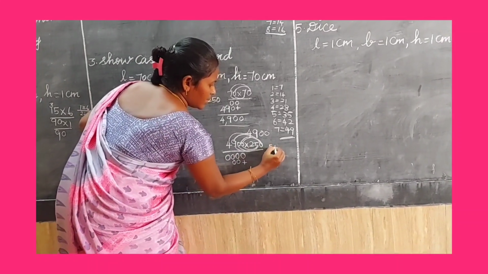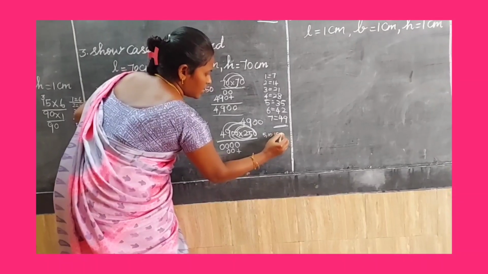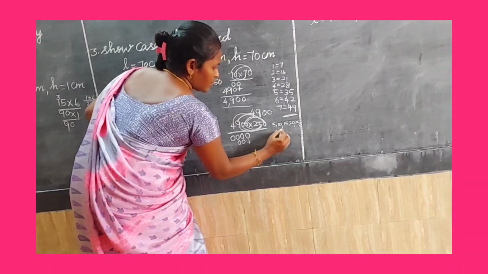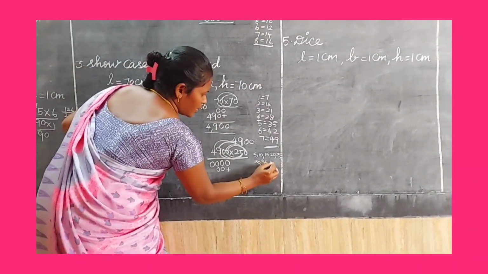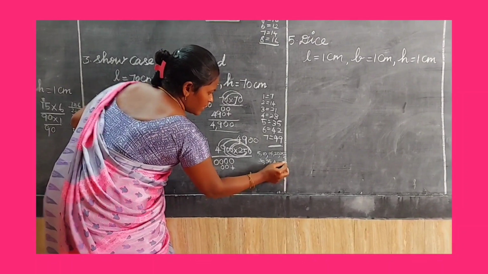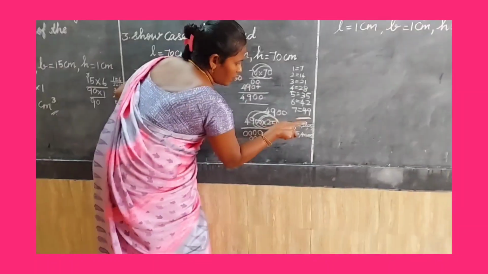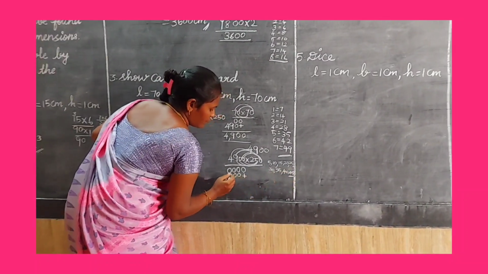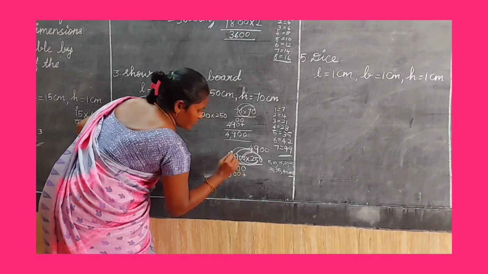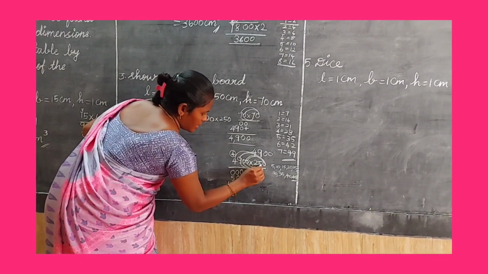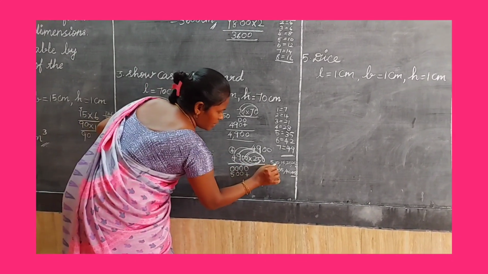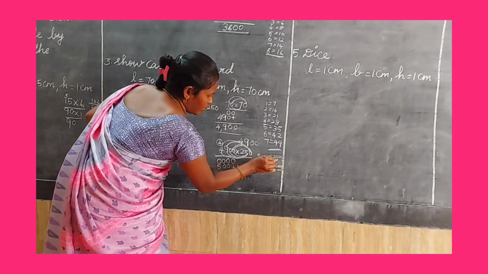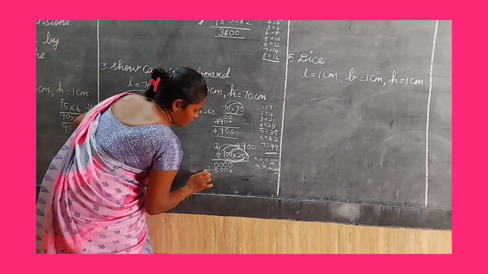5, 10, 15, 20, 25, 30, 35, 40, 45. Now check the value one time: 2, 3, 4, 5, 6, 7, 8, 9. So 9 fives, the value is 45. So 45, write 5 and carry 4. Next, 5 fours are 4 times 5: 5, 10, 15, 20. So 20 plus 4, 24 is the answer.